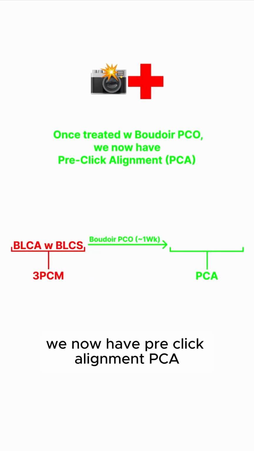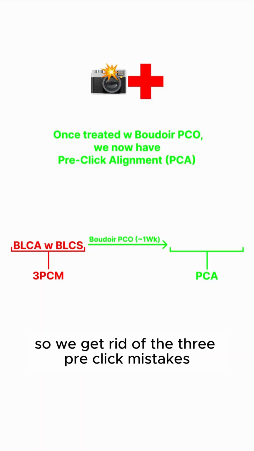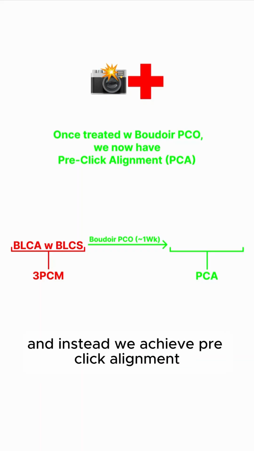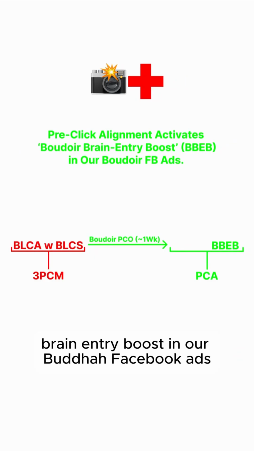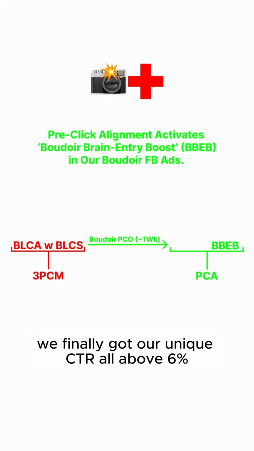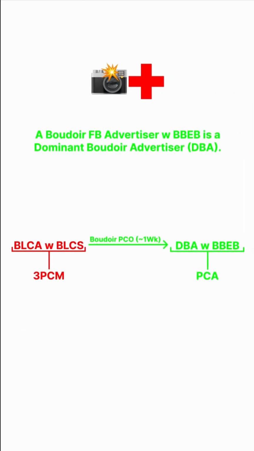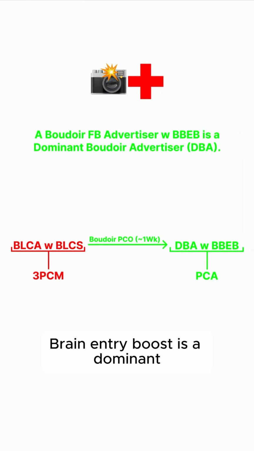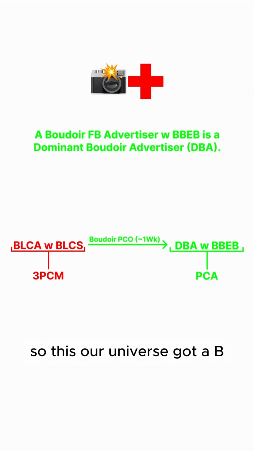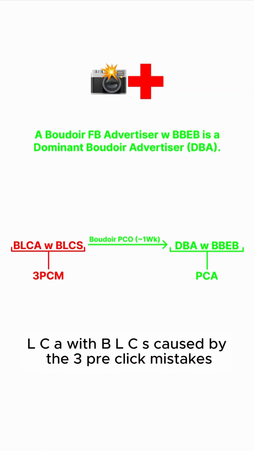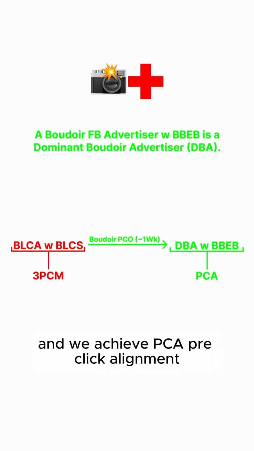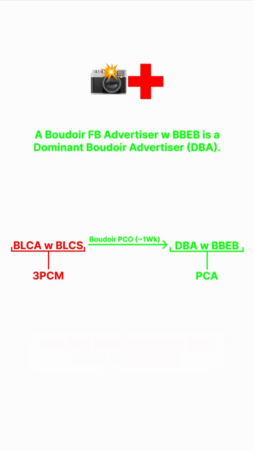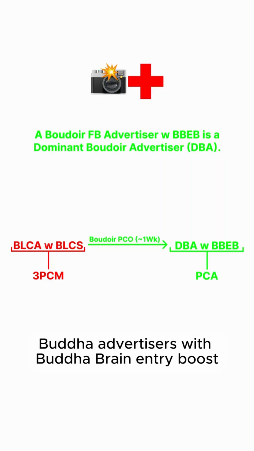And once treated with Boudoir Pico, we now have pre-click alignment, PCA. So we get rid of the 3 pre-click mistakes, and instead we achieve pre-click alignment. Pre-click alignment activates Boudoir brain entry boost in our Boudoir Facebook ads. It basically means we finally got our unique CTR all above 6%. And a Boudoir Facebook advertiser with Boudoir brain entry boost is a dominant Boudoir advertiser, a DBA. So this is our universe: a BLCA with BLCS, caused by the 3 pre-click mistakes. The solution is Boudoir Pico, which takes about a week, and we achieve PCA, pre-click alignment, and become dominant Boudoir advertisers with Boudoir brain entry boost.